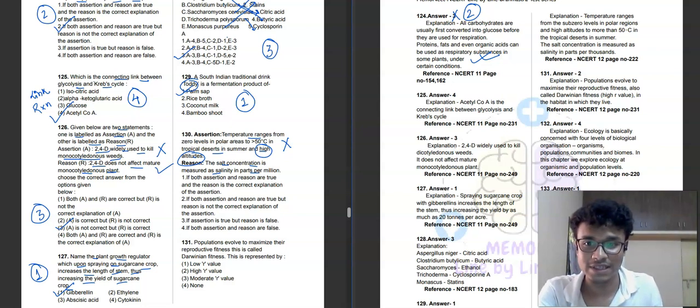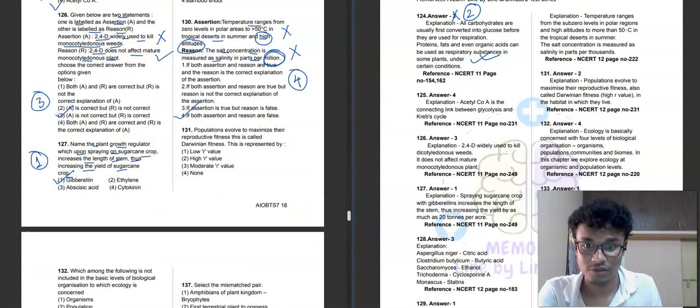Okay. So the reason given is that salt concentration is measured as salinity in parts per million. It is not million, it should be parts per thousand. So this statement is also wrong. So the fourth option, both assertion and reason are false, will be the correct answer for this question. We have to read the statements carefully, otherwise we will get it wrong.